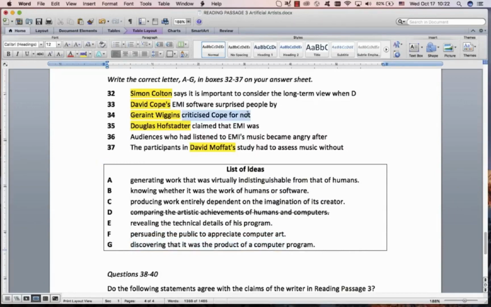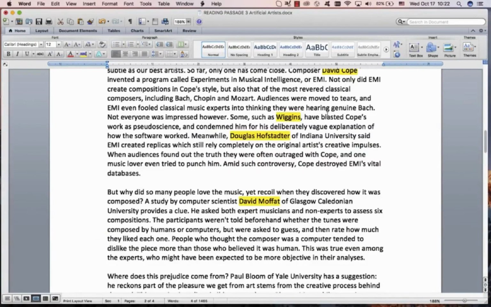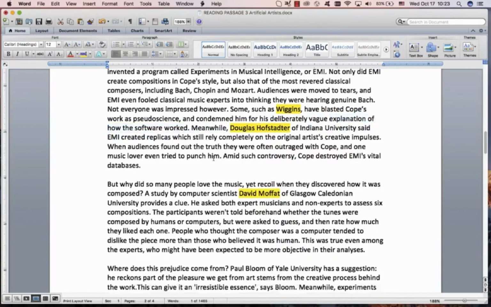He criticized Cope for not doing something. Here's criticized. He blasted Cope. He criticized Cope because it was pseudoscience, that means fake science, and condemned him, so that's criticized, for deliberately vague explanation of how the software worked. Now you needed to know what vague is. Vague means not clear. So he deliberately didn't explain how the software worked.